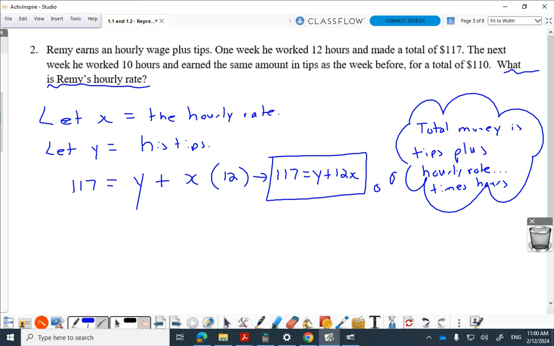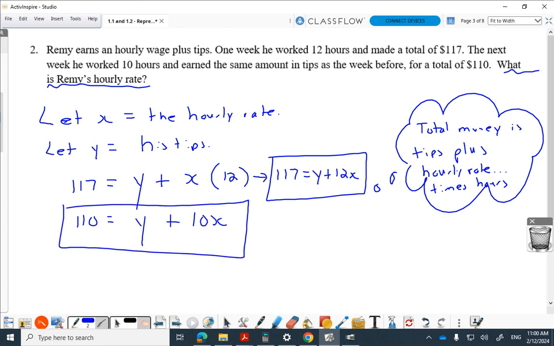How about the second one? The second one, he makes a total of $110. That was made up of his tips plus, how many hours did he work the second week? 10x. So there's the second equation. Notice I'm starting to put boxes around the equations. That's a good math move we're going to use over the next couple of days, is to put boxes around the important equations.